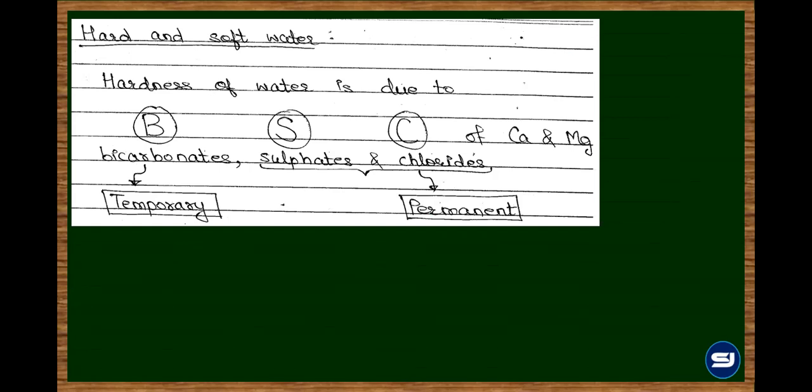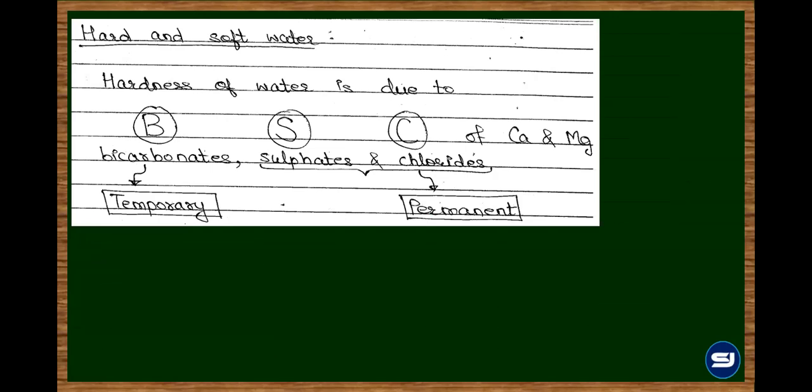Bicarbonates, chlorides, and sulfates. And mainly the hardness is caused due to the alkaline earth metals, which are calcium and magnesium. Yes, sir. Soft water generally contains sodium and potassium cations. So hardness of water is due to BSC of calcium and magnesium. And BSC refers to bicarbonates, sulfates and chlorides.